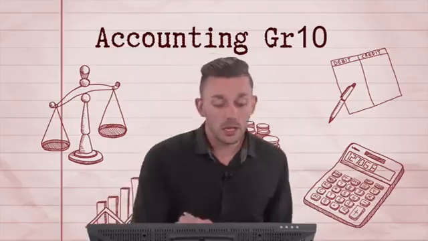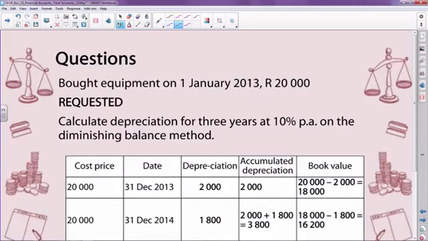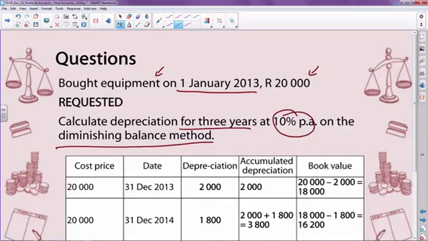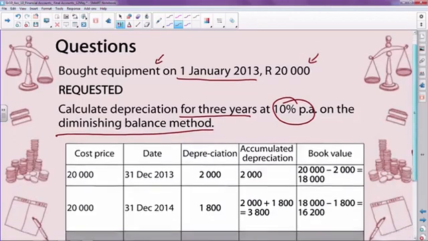The next one is you bought equipment. This one, you bought equipment also on the 1st of January, but you paid 20,000 Rand for this equipment. What is the method of depreciating and what rate? So calculate depreciation for 3 years again at 10% per year on the diminishing balance method. Now, the first year is exactly the same as the cost, because we didn't lose anything before. So let's go and look at it.